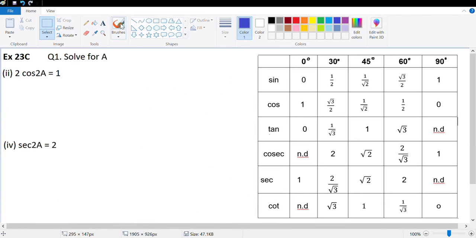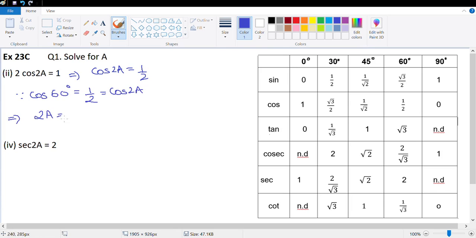Let's solve some questions from exercise 23C now. So this is in the form of an equation where some values are given. So let's look at this. This means cos 2a would be equal to 1 upon 2. Right? I just took 2 on the other side. Now let's look at the table. I realize since cos 60 degree is equal to 1 upon 2, and in this case given equal to cos 2a, what it means is 2a is equal to 60 degree, which means a is equal to 30 degree. So as simple as that.